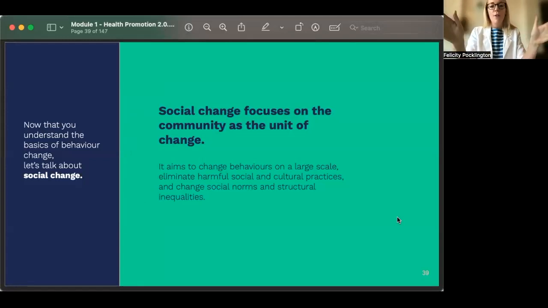So social change focuses on the community as a unit of change.